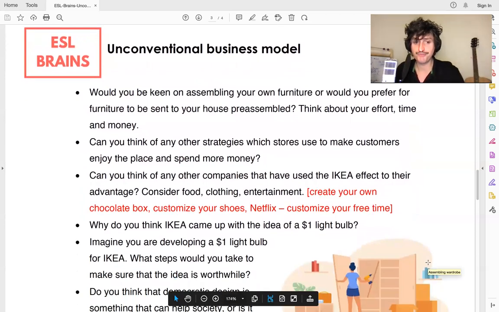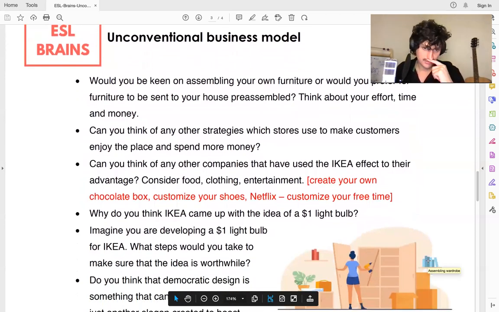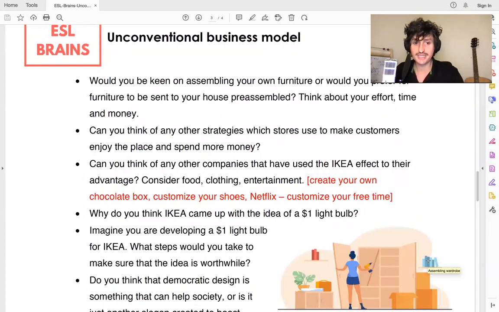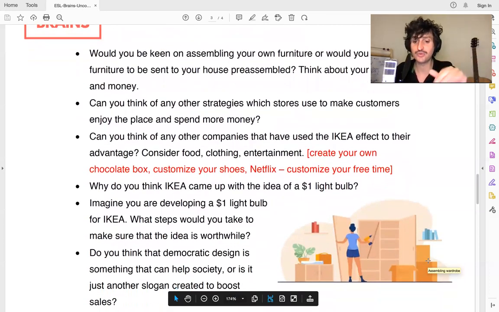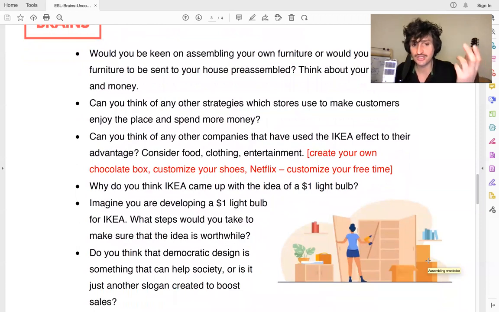Okay, that's the example. So you're going to imagine that you're developing a $1 light bulb for IKEA. What steps would you take to make sure that the idea is worthwhile? If this is your product, what steps would you take to make sure that this is a good idea? You don't know if it's going to work or not. You're like, okay, we should sell a $1 light bulb. Or for example, in my case, a $1 English class. But I don't know if the idea is good. So how can I make sure that the idea is good?